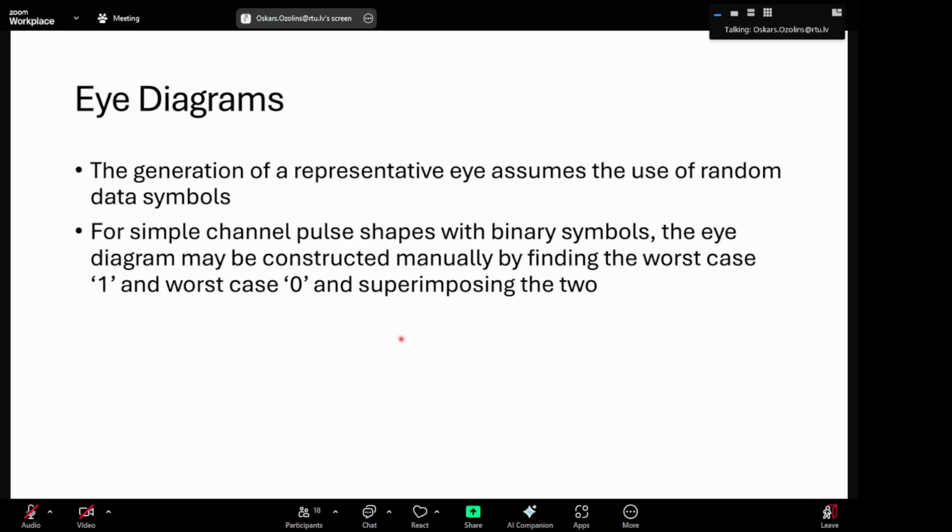In multi-level signals, you have more than one eye. Here are just some examples, and you usually use random data symbols.